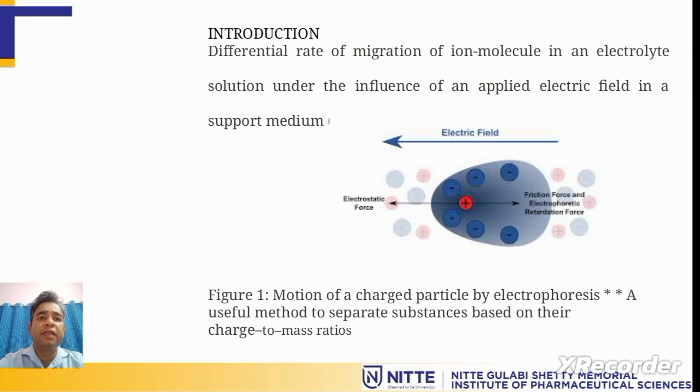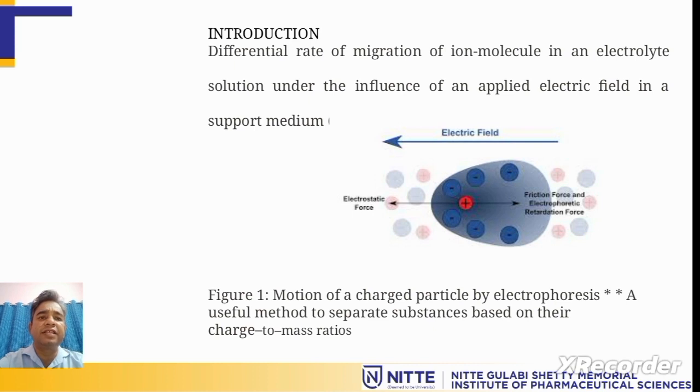If we look into the introduction part, electrophoresis is the differential rate of migration of ion molecules in an electrolyte solution under the influence of an electric field in a support medium. The support medium could be paper, a gel, or starch. Depending on that, we have classified the electrophoresis. Look into the picture: there is an electric field applied, and then electrostatic force, frictional force and electrophoretic retardation force. These are the factors which govern the migration of charged particles.